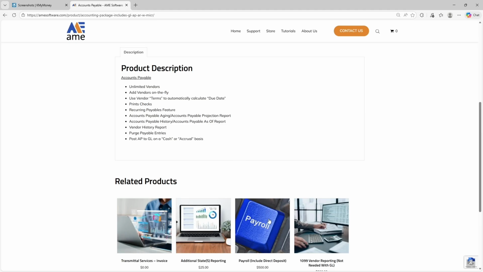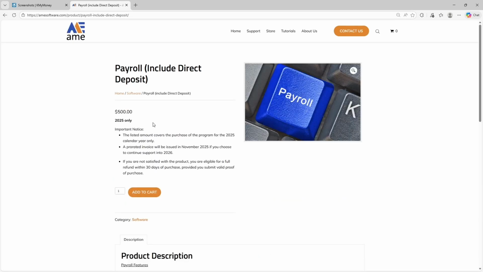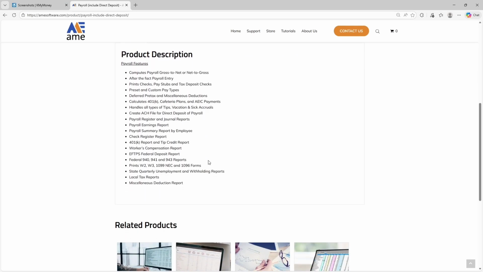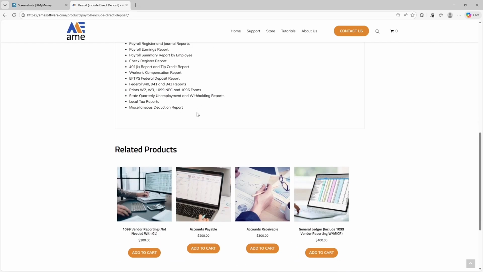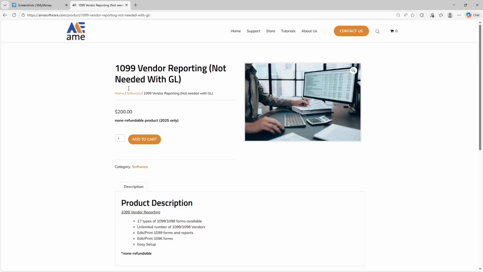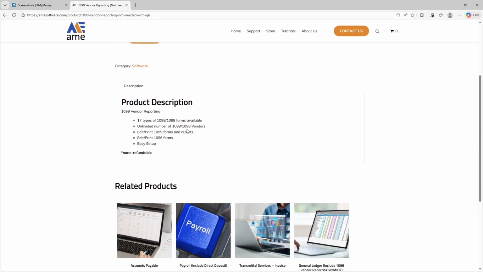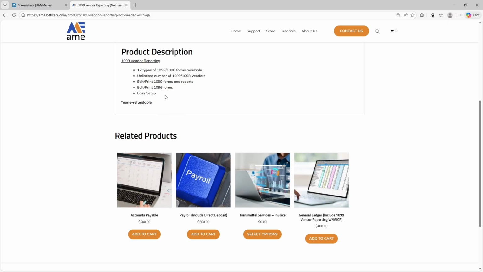Payroll is where AME software really stands out for US-based businesses. The payroll module includes employee payroll processing, direct deposit, and tax calculations, helping businesses stay compliant without outsourcing payroll to a third-party service. Additional services such as electronic filing for W-2s, 1099s, and various state and federal forms can be added as needed. This makes AME appealing to companies that want payroll and accounting tightly integrated rather than split across multiple platforms. Another notable strength of AME software is its modular pricing model.